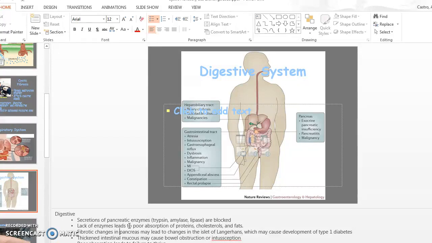So with that, you have poor absorption of nutrients. These children can have failure to thrive. They can end up with all these different things: intussusception, malignancies, abscesses, constipation.